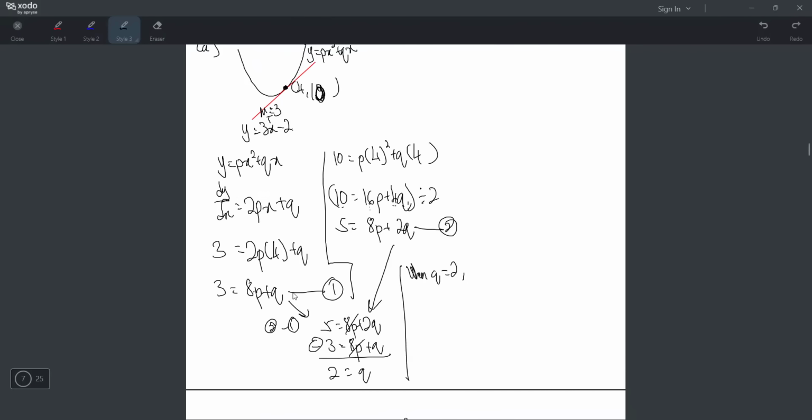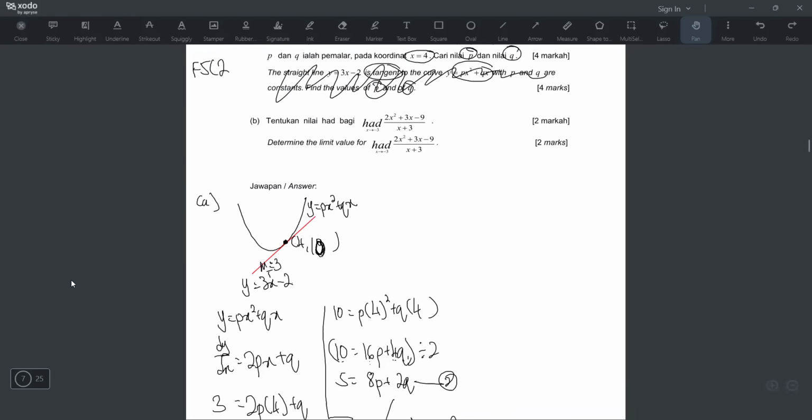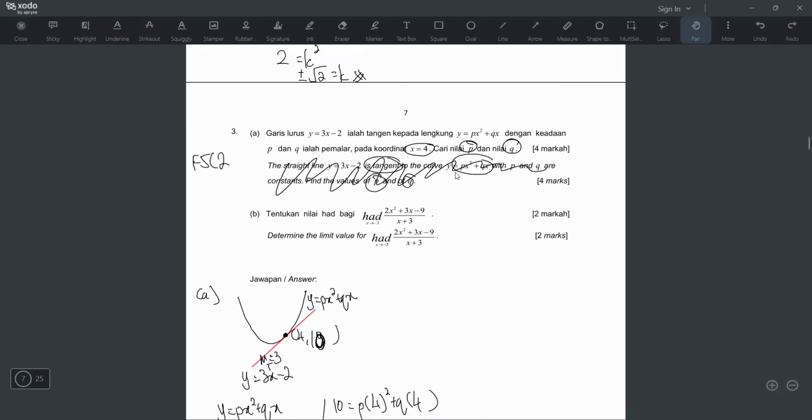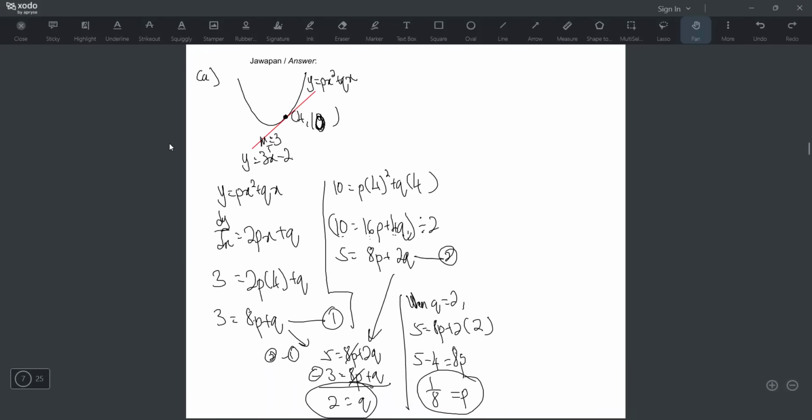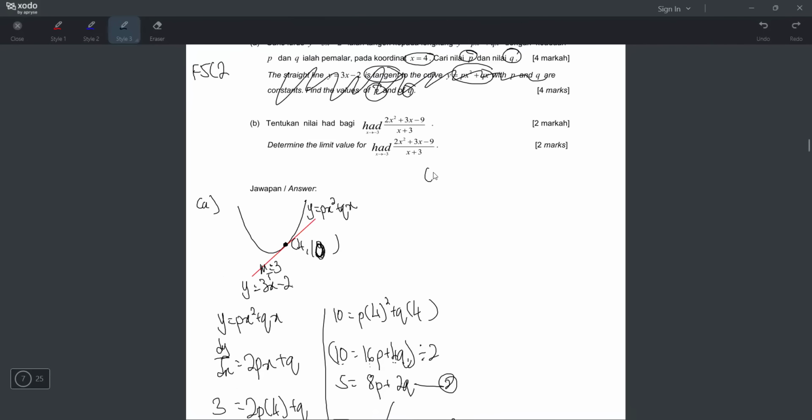So 5 minus 4 is 1. So your P is 1 over 8. So this is your P answer and this is your Q answer. Right? Okay, what they asked for, P and Q, right? Find the value of P and Q. So 4 marks, yeah, done. Alright, let's do B.